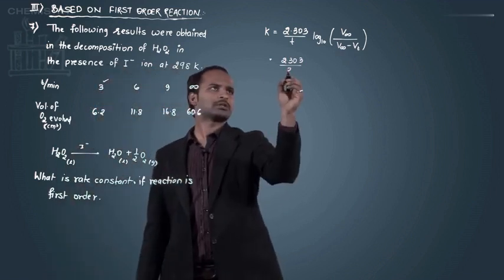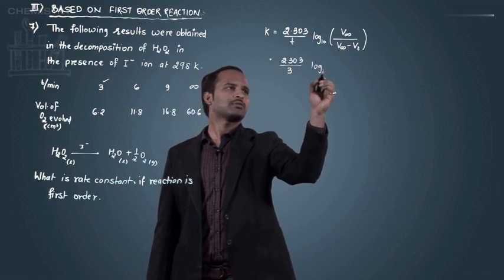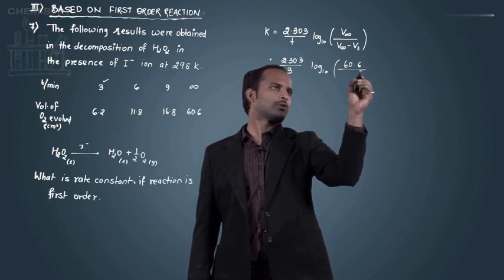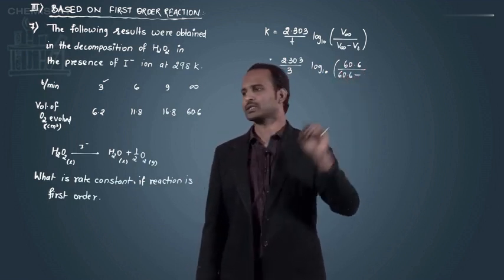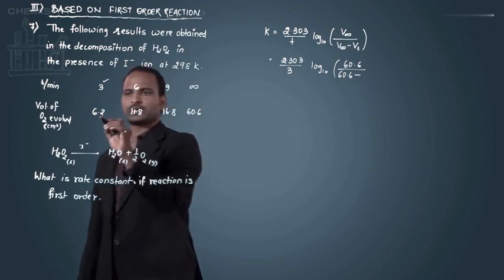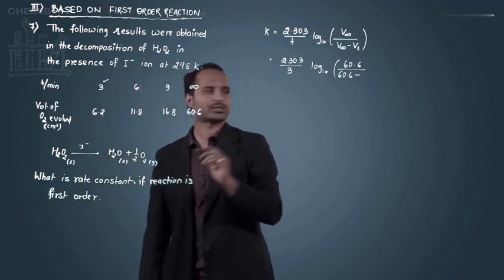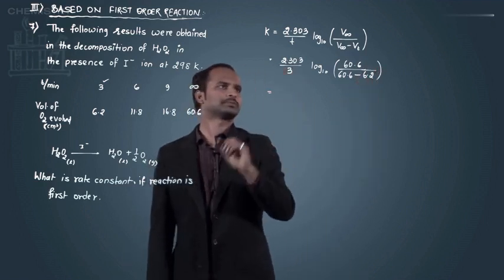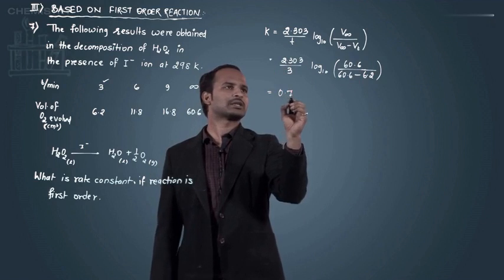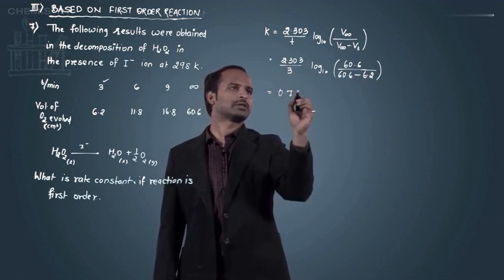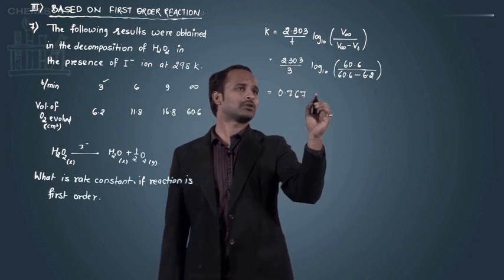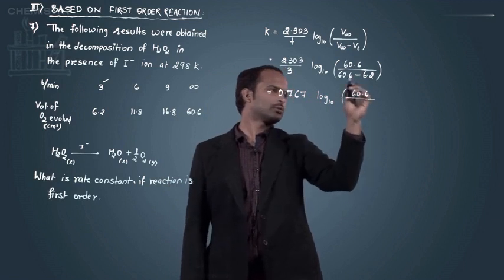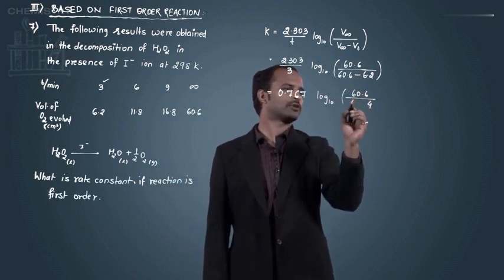So time is 3 minutes, log to the base 10 of V infinity, that is this 60.6, which is given, upon V infinity 60.6 minus Vt. Vt, that is after time t, is 6.2. It is equal to 2.303 upon 3, log to the base 10 of 60.6 upon 60.6 minus 6.2, and this is 54.4.